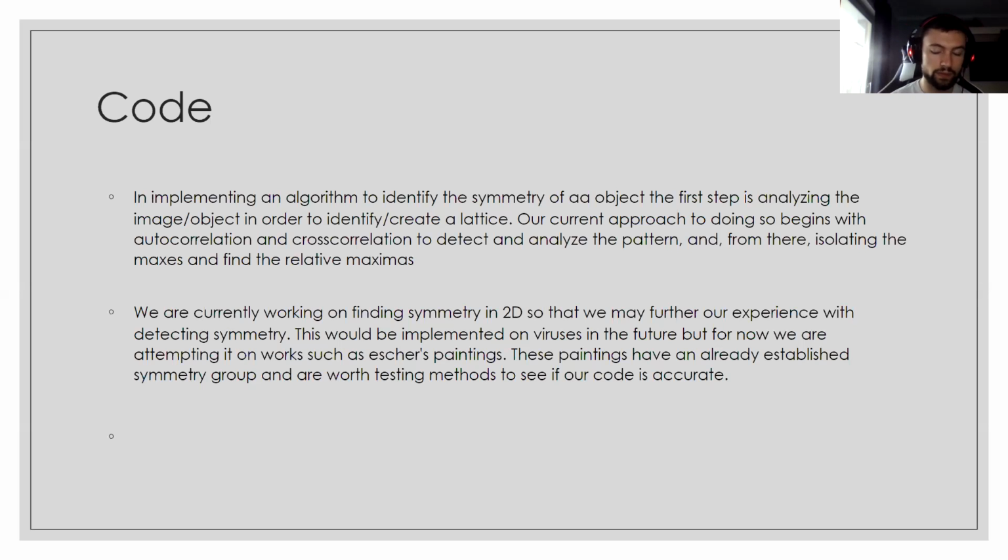For the 2D code, we are then checking whether the vectors we get from the peaks, maxes and maximas are collinear, and we are currently experimenting with that. Hopefully the 2D code will give us more experience with detecting symmetry so that we can implement it properly on viruses in the future. For now, we are working with things such as Escher's paintings, because they already have an established symmetry group and let us test if our code is accurate.